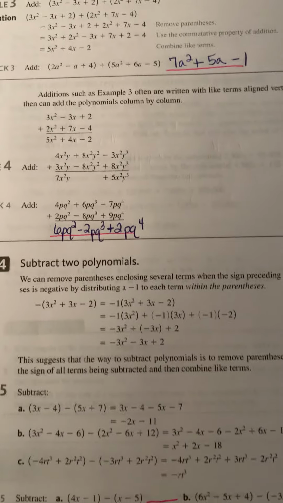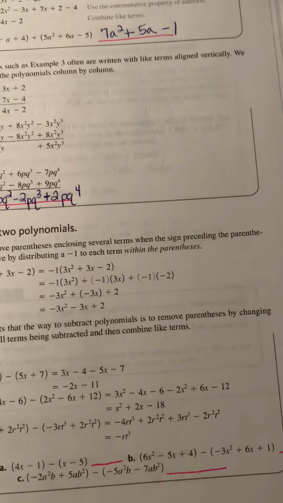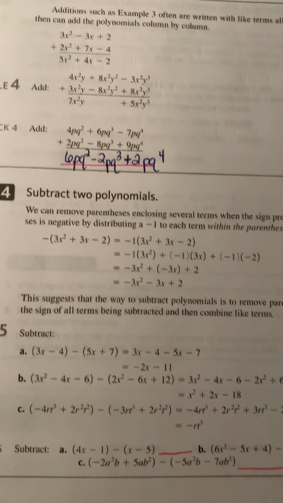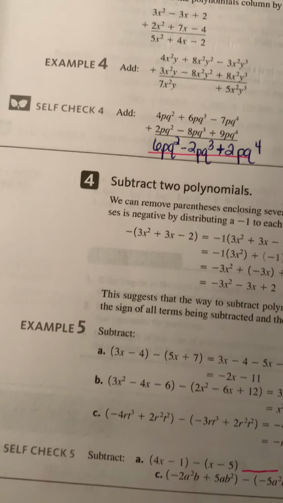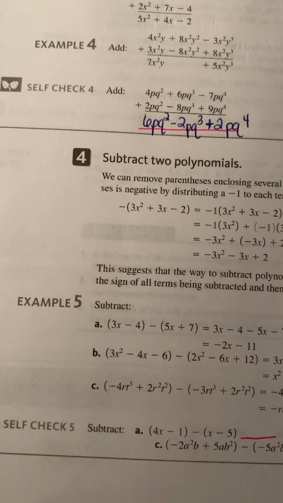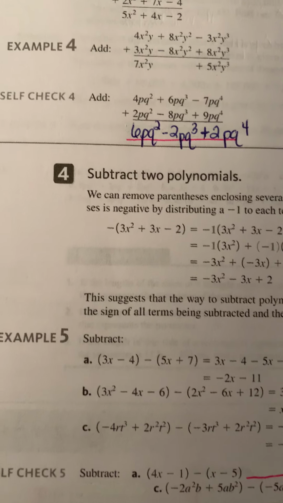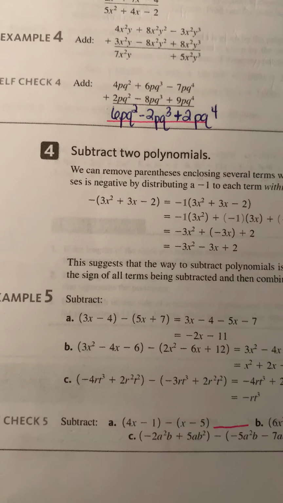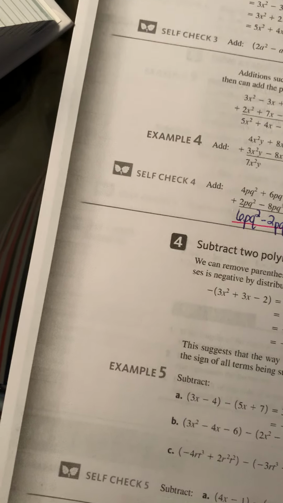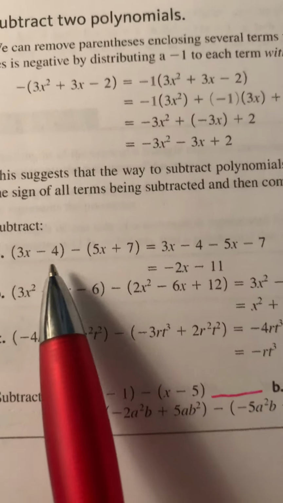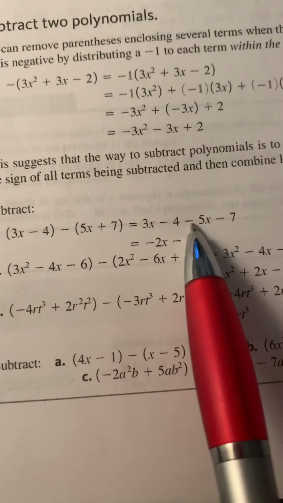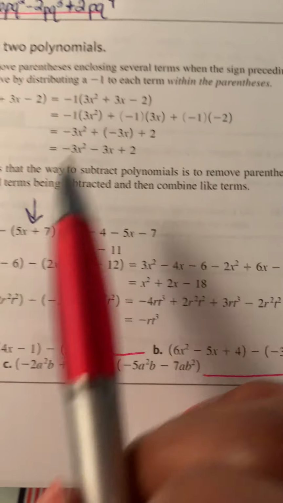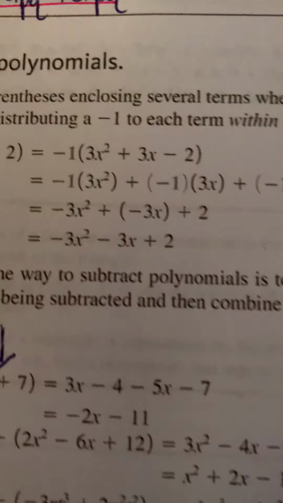Very good. I think you're going to do quite well with this section that we're doing, and you're going to be more efficient in it as well. The next set is subtract 2 polynomials. Example 5. So here, if we're subtracting, you're going to change the sign. Notice how they change the sign. So that's keep, change, flip. You're going to change your signs.